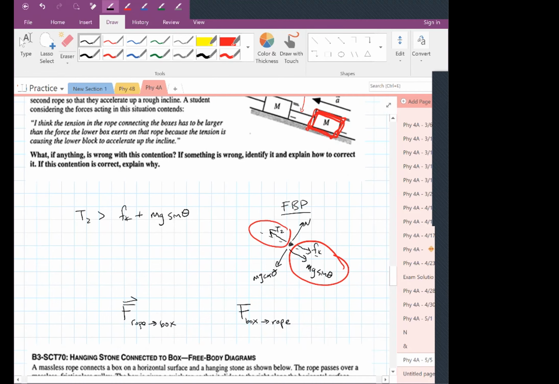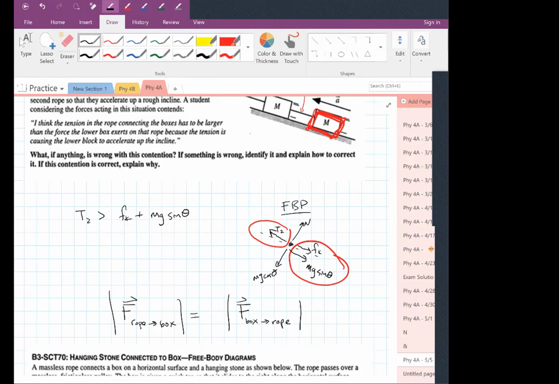These two forces have to be what? Equal in magnitude, right? Opposite in direction. So it's a Newton's pair, right? If the rope is pulling on the box with a certain force, the box is pulling back on the rope with the same force. The person that's stating this is mixing some things up.